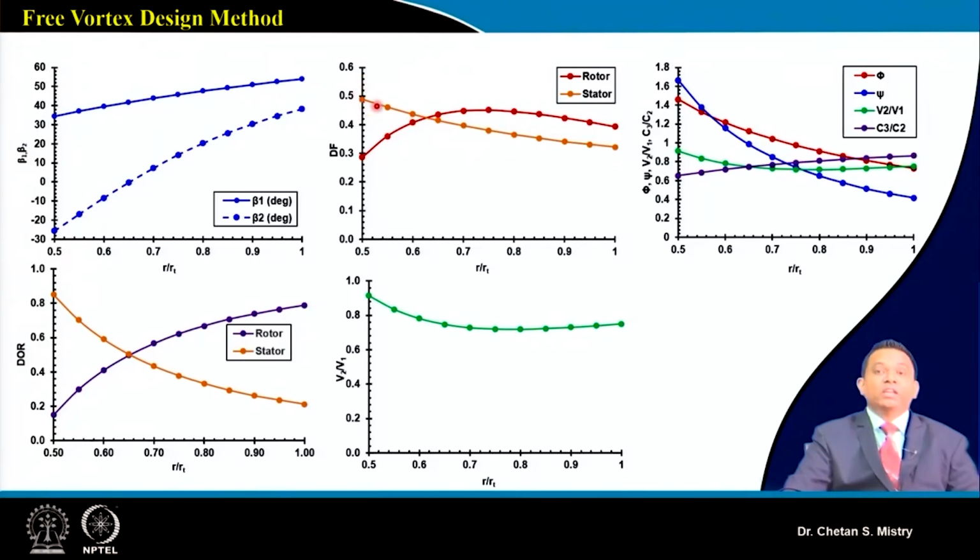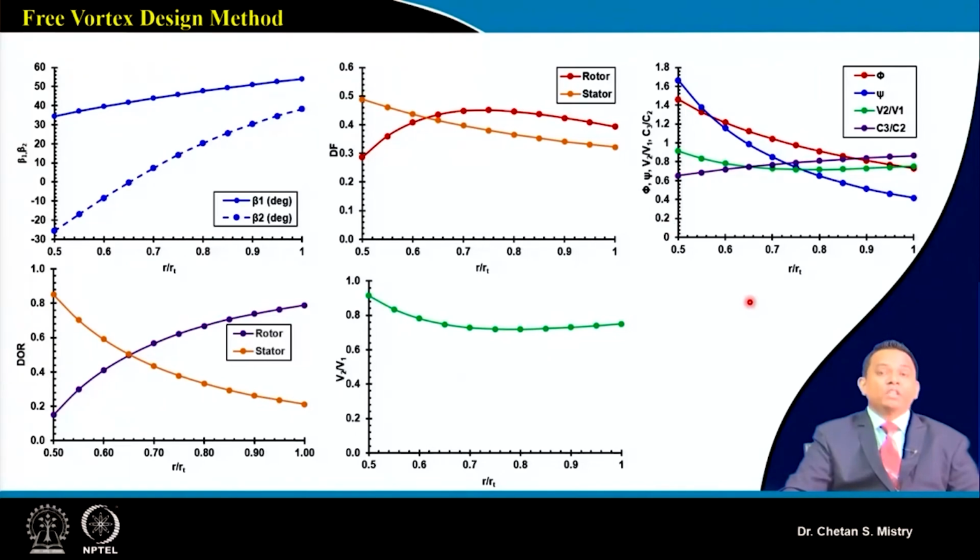What we can see is that my diffusion factor at the hub is coming to be large. That means it is highly loaded near the hub region. Okay. Same way, if we compare our degree of reaction, it reflects the same thing. Here it is coming to be large. And this represents what is happening in terms of my absolute velocity ratio. So when we are doing our design for the free vortex, that gives us a different kind of feeling.